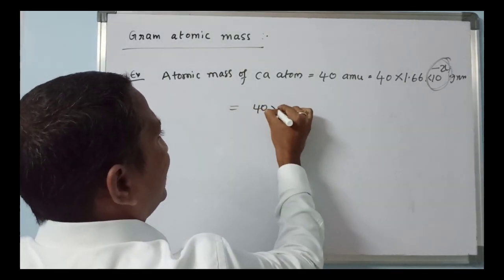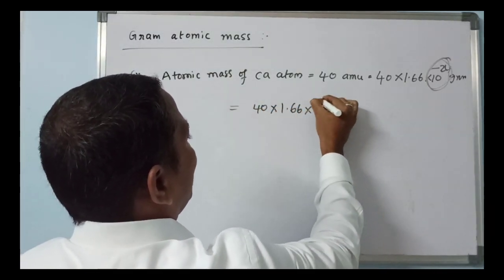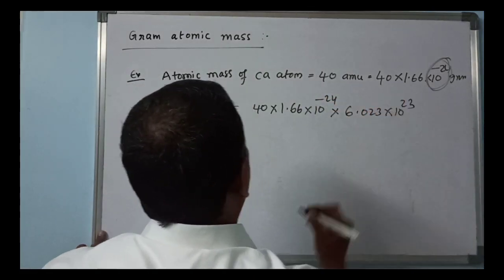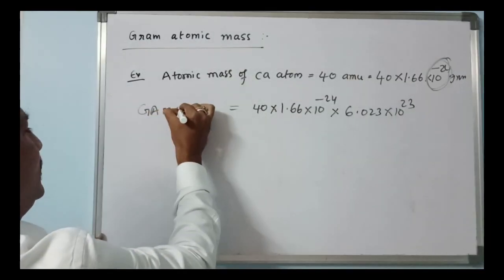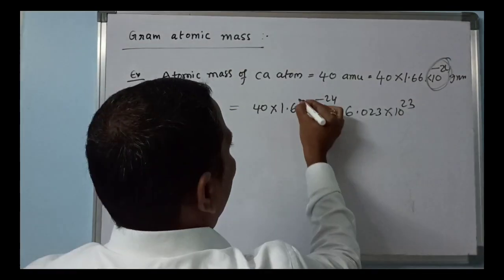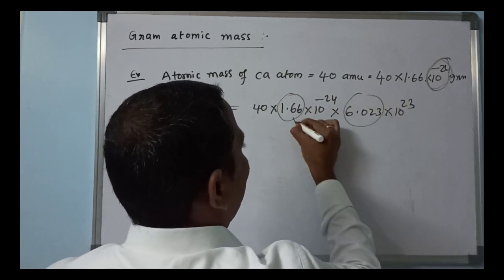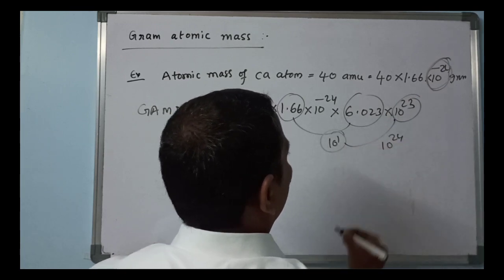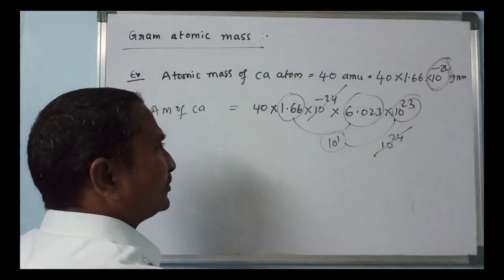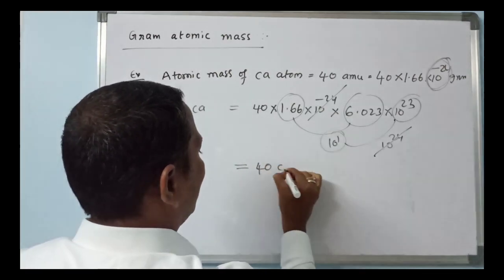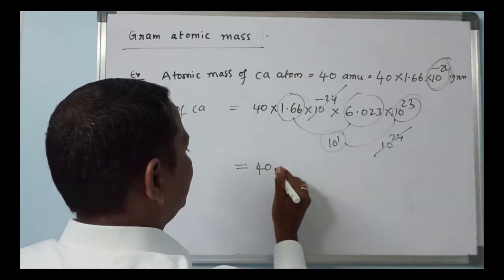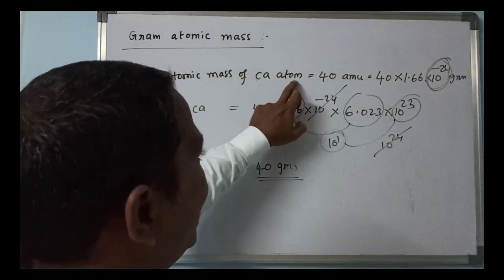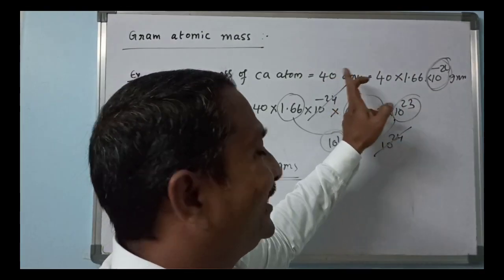Okay, 40 into 1.66 into 10 power minus 24 into 6.023 into 10 power 23. This is the gram atomic mass of calcium. Again 1.66 into 6.023 value is 10 power 1. This 10 power 1 into 10 power 23 is 10 power 24. This 10 power 24 and 10 power minus 24 cancel, that is equal to 40 grams. Okay, very simple. Atomic mass of one calcium atom is 40 AMU.